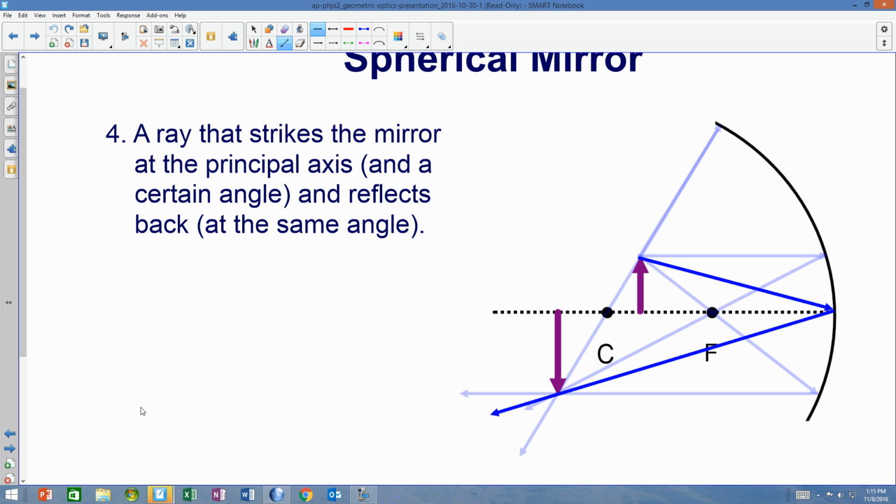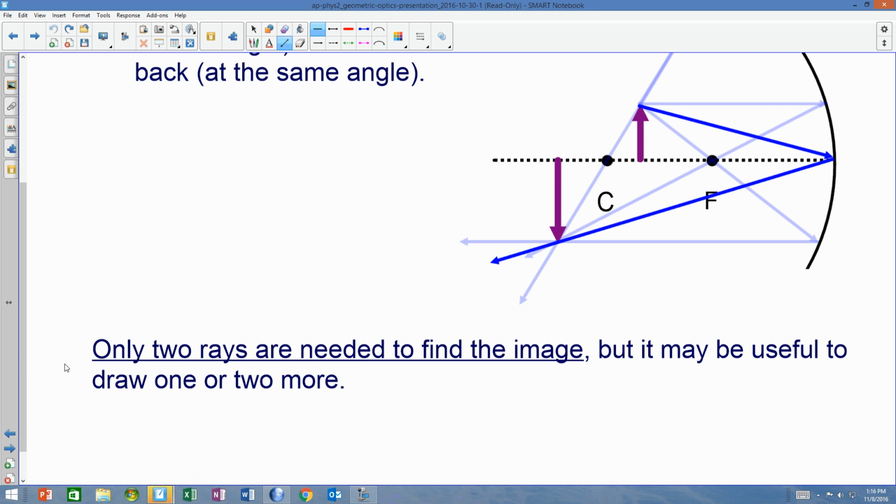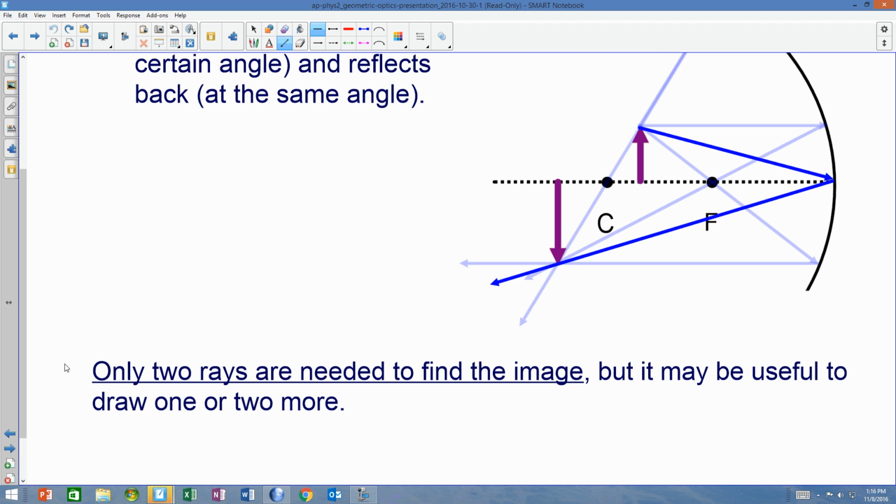A ray that strikes the mirror at the principal axis and at a certain angle will reflect back through at that angle, as you can see here. So that's a fourth ray that you can draw. You really only need 2 rays to form an image, but the more rays you draw, the better chance you have of having a correct image drawn. Again, only 2 rays are needed to find the image, but it's also useful to draw 1 or 2 more.